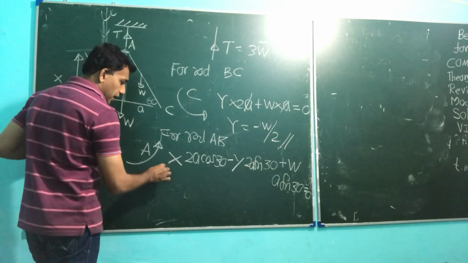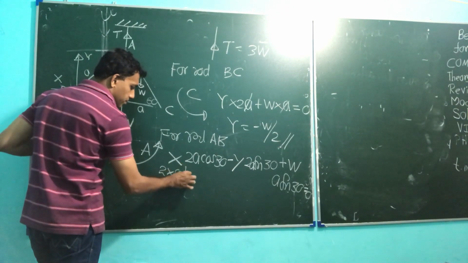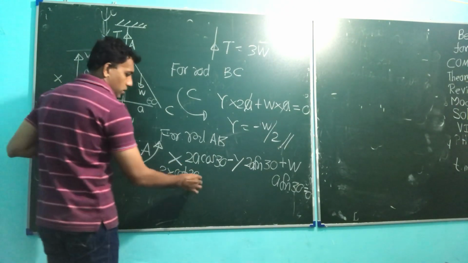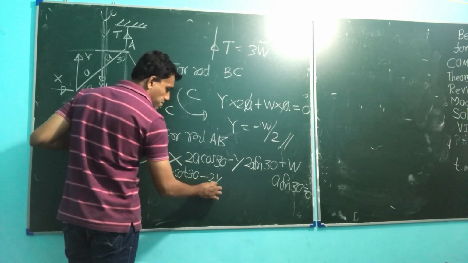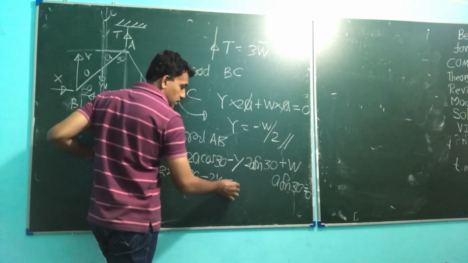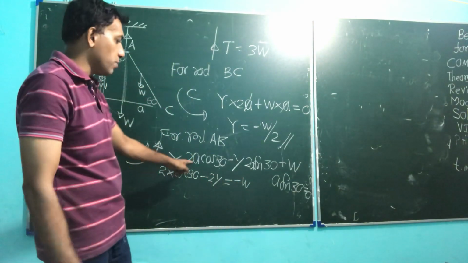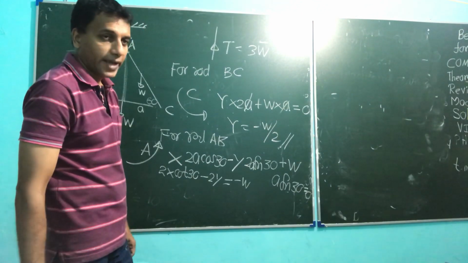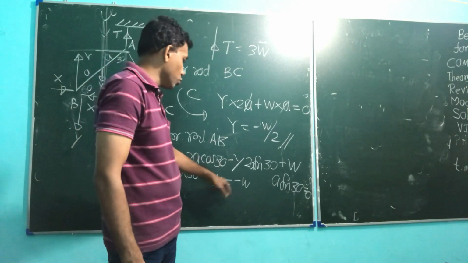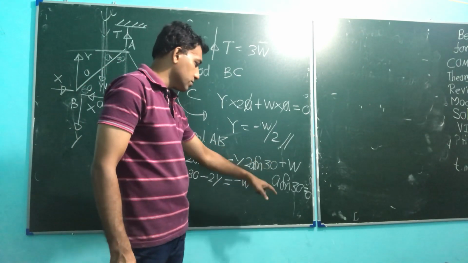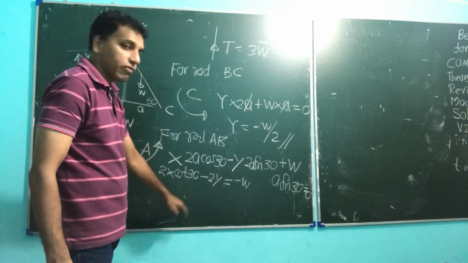Also got the A. 2x cot 30 minus 2y minus W. Is it okay? Divide by A, divide by sin 30, cos over sin is cot 30, and minus 2y, and that side the 30 cancels, minus W. You know the y answer, put it here, find the x answer.